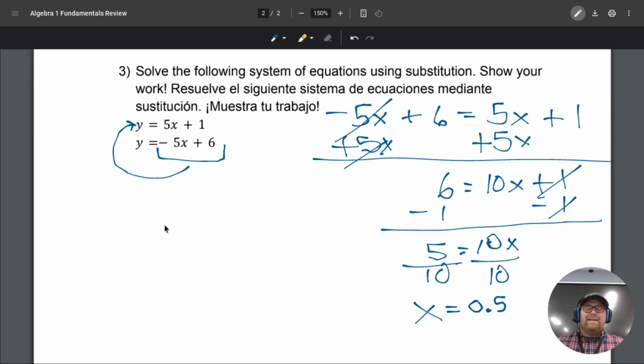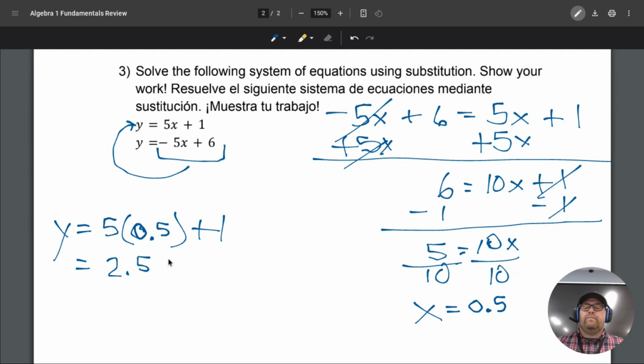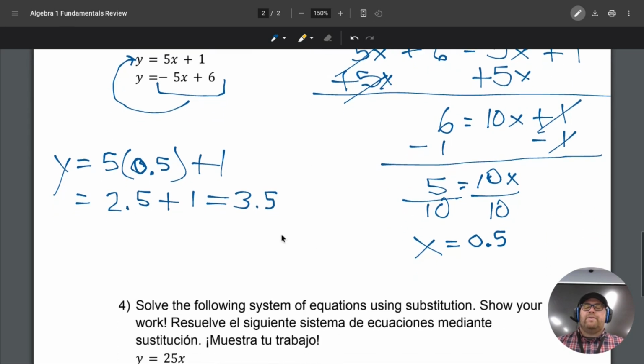We can now put that back in. I think I'll put it back into the top equation. I'll substitute that in for x. So I'll say y equals 5 times 0.5 plus 1. So 5 times 0.5 is 2.5. So I have 2.5 plus 1, which is 3.5. So my solution here is going to be 0.5, 3.5.